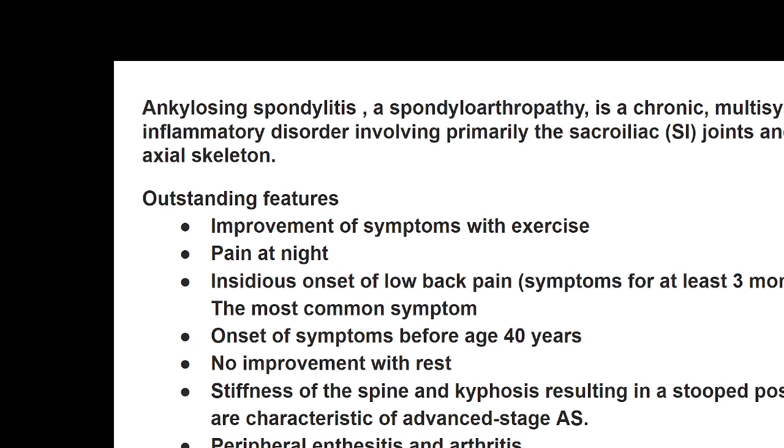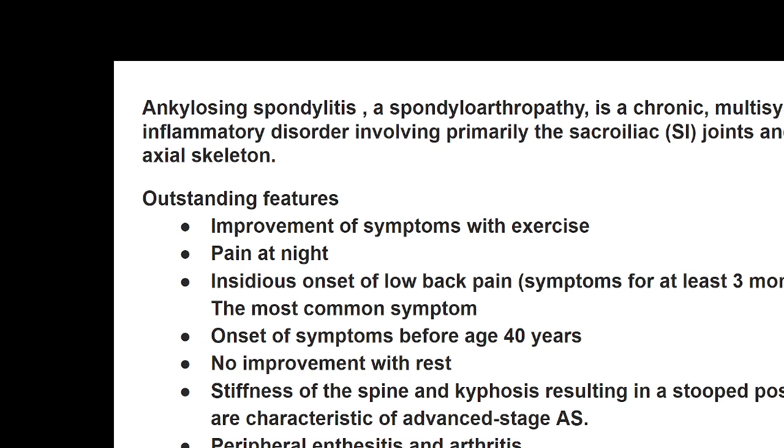Now, in continuation of the vertebral body pathologies, the next condition which we discuss would be ankylosing spondylitis. Ankylosing spondylitis is defined as a chronic multi-system inflammatory disorder involving primarily the sacroiliac joints and the axial skeleton, that's the vertebral column.